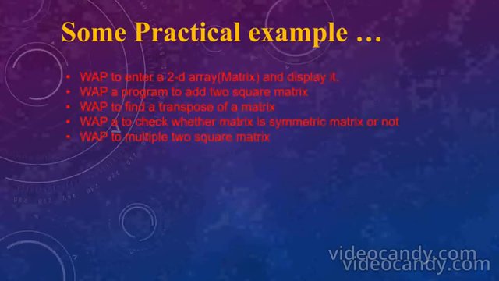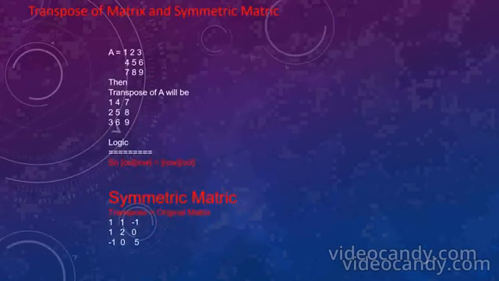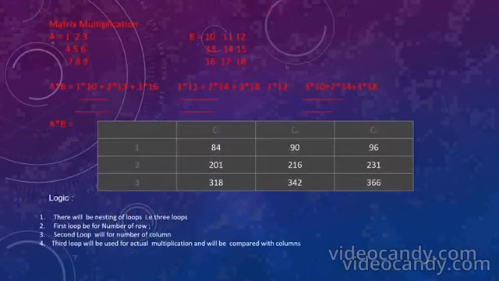Okay. Next is: write a program to multiply two square matrices. This is a very important program, even for the purpose of examination. So let's first understand how we do matrix multiplication. Let's suppose we have two square matrices of order 3 by 3: 1, 2, 3, 4, 5, 6, 7, 8, 9. The second matrix is 10, 11, 12, 13, 14, 15, 16, 17, 18.